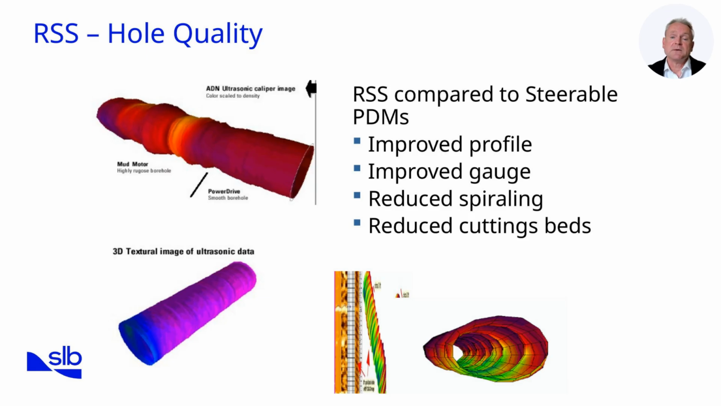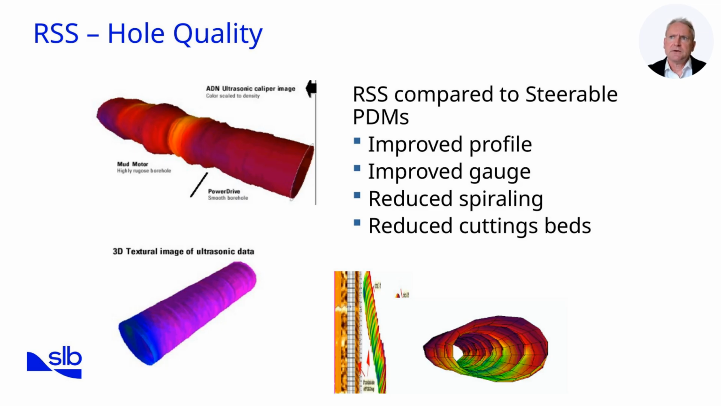Here we compare RSS and steerable motors in terms of hole quality. The picture shows 2 wellbore profiles, the RSS at the bottom left with smooth gauge, and the motor top with spiraling and overgauge sections. Interpreting this, RSS produces in-gauge holes, while motors often create irregular shapes that complicate casing and logging. This leads to improved profile, reduced spiraling, and fewer cutting beds. Visually, the smoother line demonstrates reduced micro doglegs, keeping the well closer to plan.